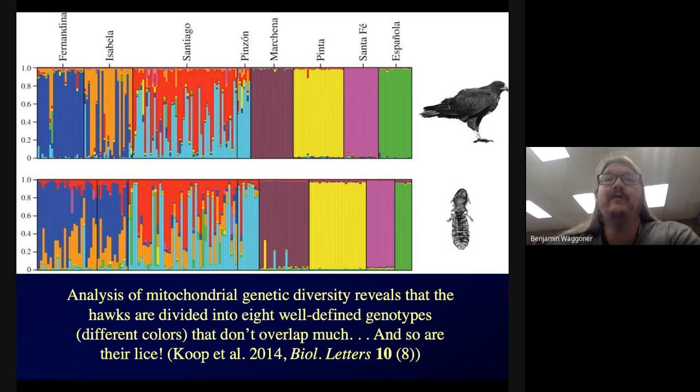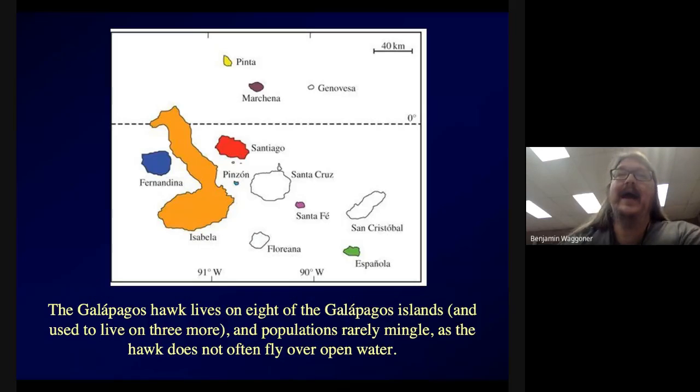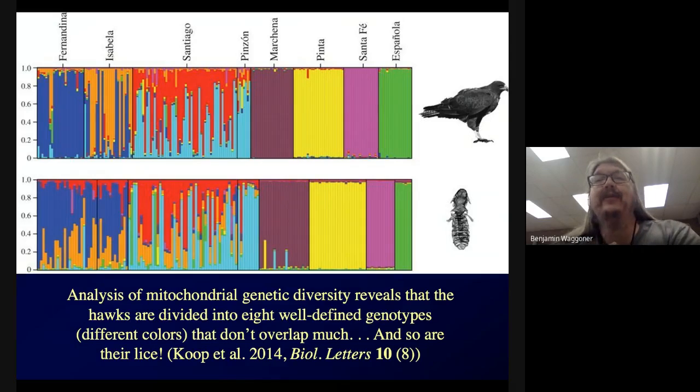Lice on one island are very rarely brought to another island because birds from one island very rarely visit another island. And the exceptions are on those central islands of Fernandina, Isabela, Santiago, and Pinzon. And as you can see on the map, they're close to each other, which means dispersal is more likely among those islands than it is among those far-flung distant ones. So the evolutionary history of the lice is in parallel with the evolutionary history of the bird populations, which is good to know.